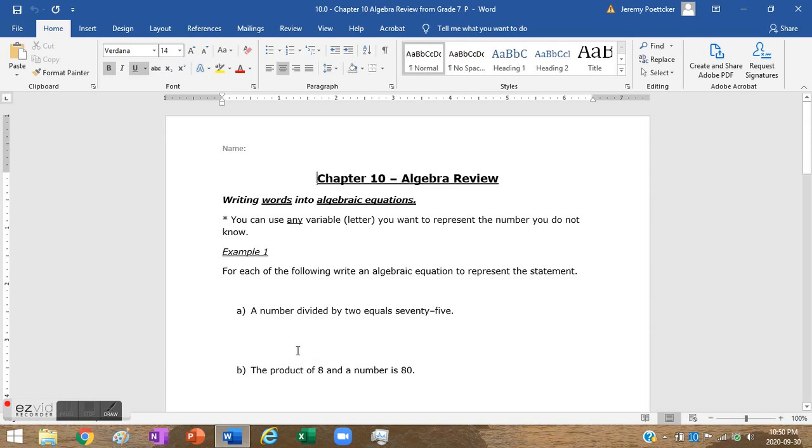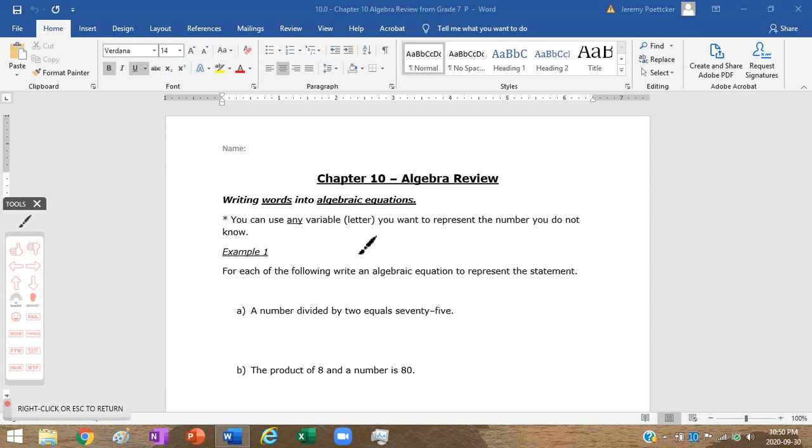Okay, we are ready to look at the algebra review. So, remembering that a variable is simply a letter that's going to represent some number we don't know. Often math teachers like to use x. Not entirely sure why, but it's come to be known as the variable to use, but it can be any variable.